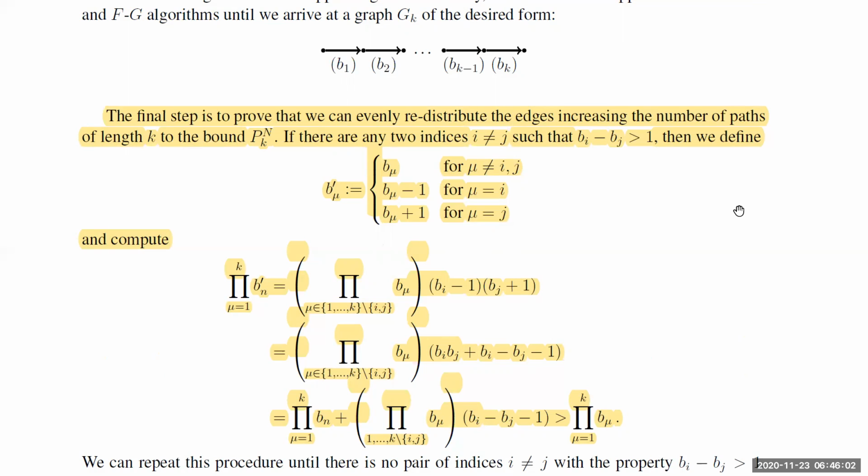And this is a primary school-like calculation. If there are any two indices, I different from J, such that BI minus BJ is strictly bigger than 1, so if the number of edges emitted from one vertex differs by more than 1 from the number of edges emitted from another vertex, we have to apply a corrective algorithm, okay? Then we define the prime numbers, so B prime mu is exactly the same as B mu when mu is not I and not J. Then B prime mu is B mu minus 1 for mu equal to I. And B prime mu is B mu plus 1 for mu equal to J.